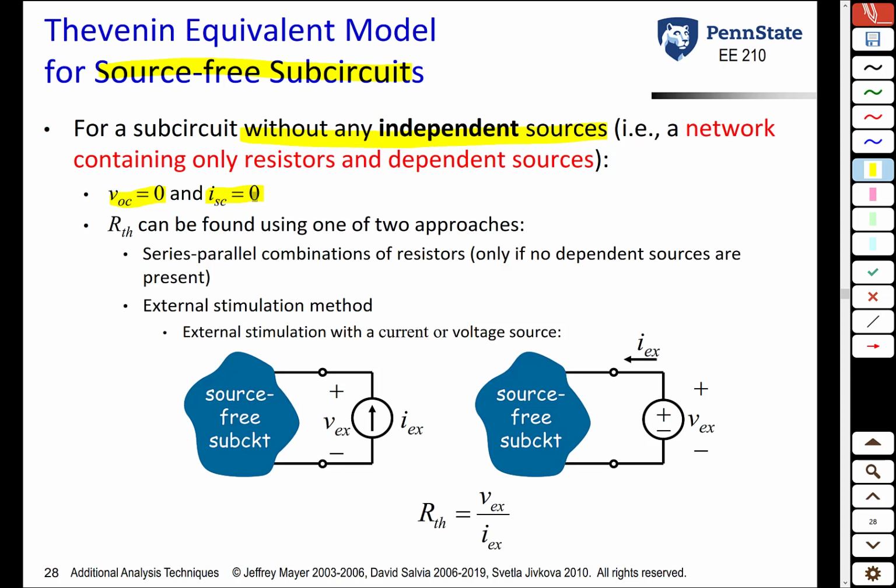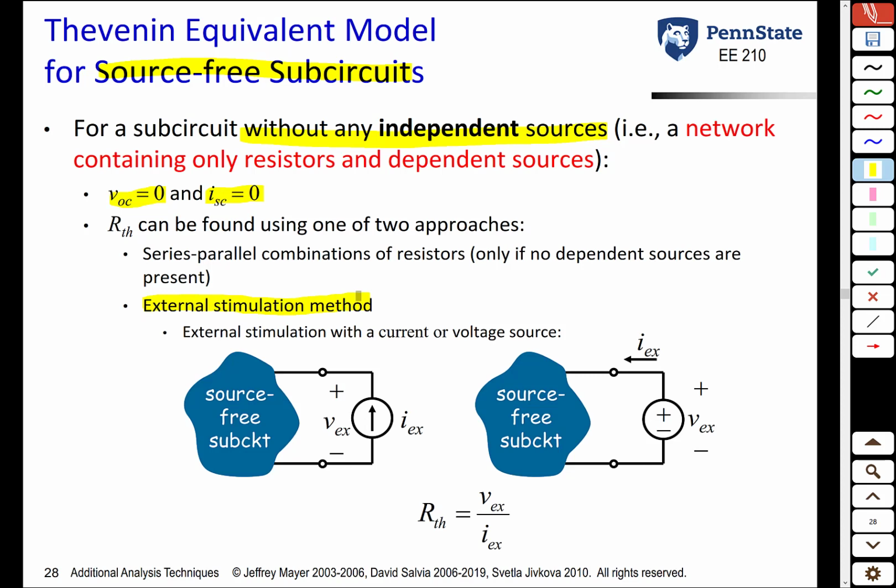So if you have dependent sources but no independent sources, you cannot use the equivalent resistance method because of the dependent source. But if there are no independent sources and VOC and ISC are both 0, you cannot use the VOC-ISC method because you end up dividing 0 by 0. So that means that if you have a circuit with dependent sources and resistors but no independent sources, you must use the external stimulation method.